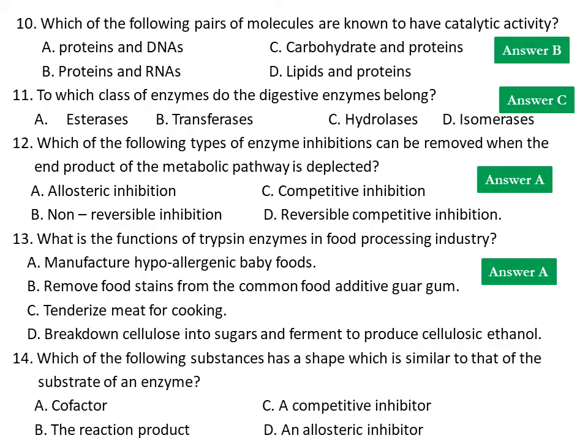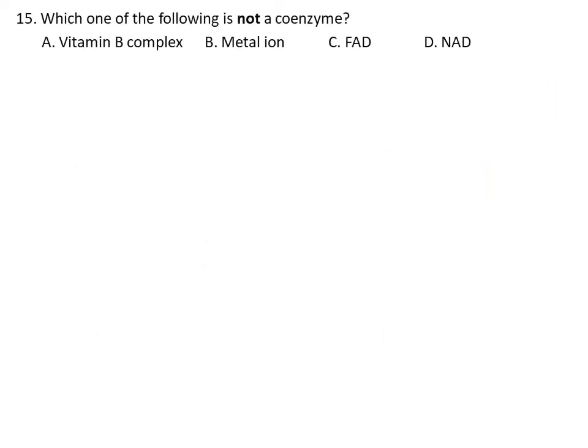Question number 14. Which of the following substances has a shape which is similar to that of the substrate of an enzyme? A. Cofactor. B. The reaction product. C. Competitive inhibitor. D. An allosteric inhibitor. So the answer should be C. Competitive inhibitors have a shape that is similar to the substrate of an enzyme.